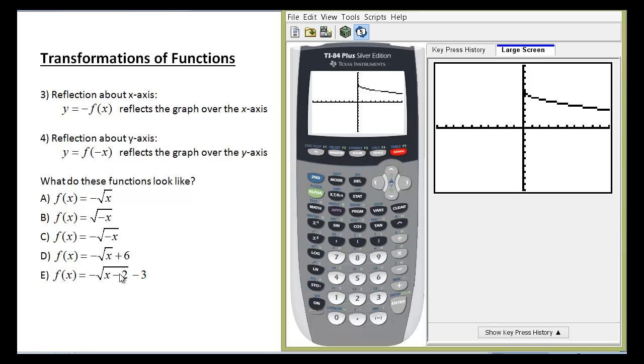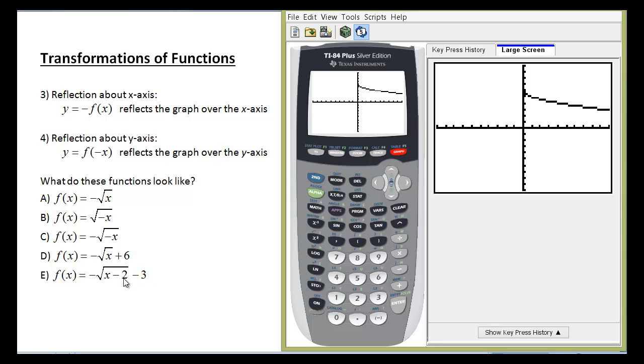All right, so the last problem then, part E, question E. I have a negative on the outside. That's a reflection over the x-axis. I have a minus 2 on the inside of the square root directly affecting the x. That is a horizontal shift. I'll come back to that in a second. And then I've got a minus 3 outside of the square root. That's a vertical shift. So vertical shifts work like we think they do. That's a minus 3, so it's going to shift it down 3.